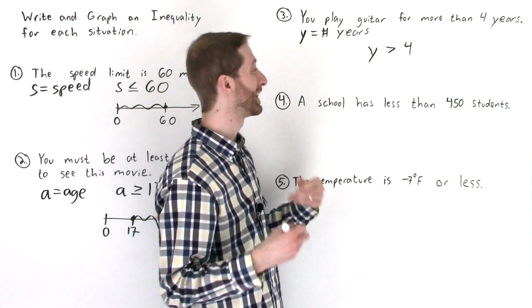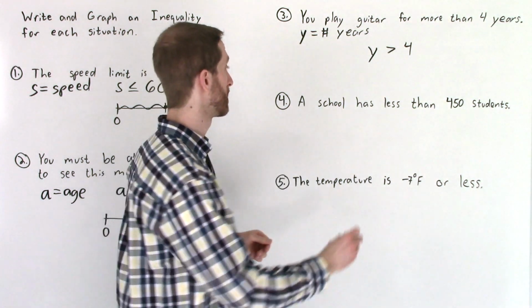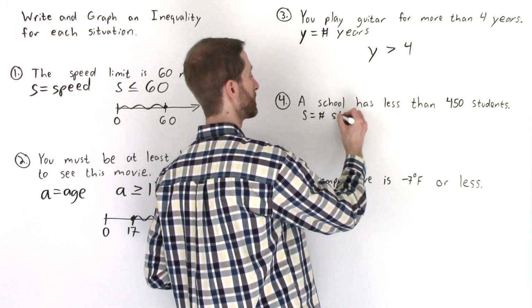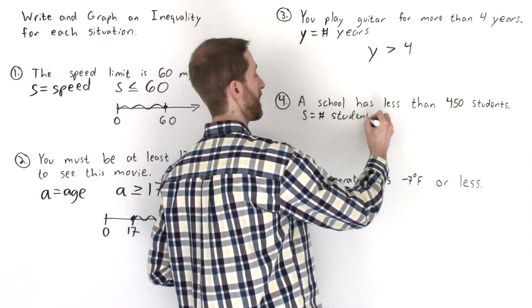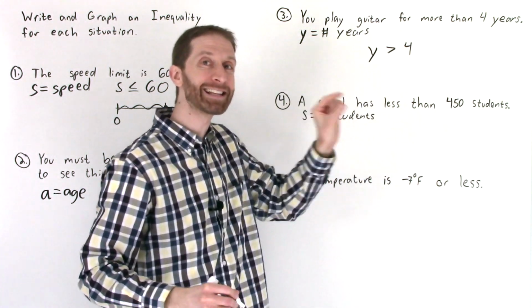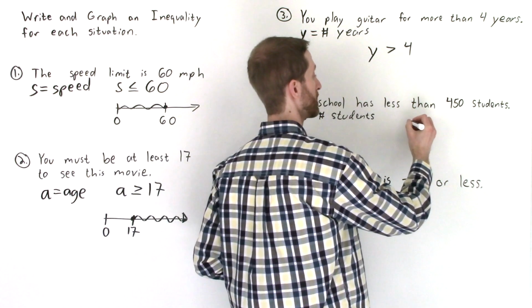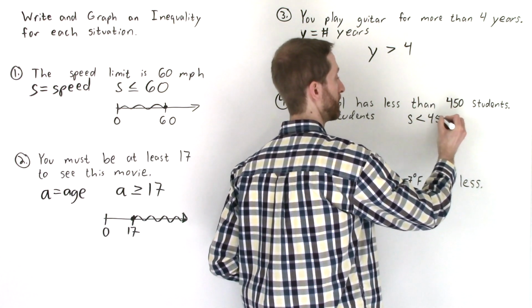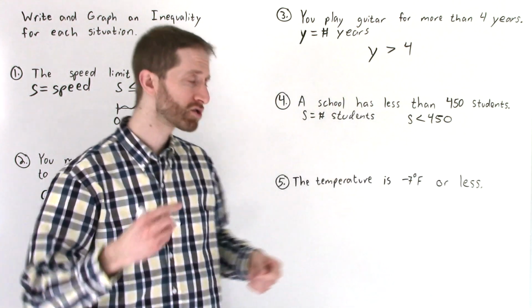A school has less than 450 students. So S would be the number of students that we have. And then you have that the number of students is less than 450. So number of students is less than 450. It's a beautiful thing. Let's keep drilling these translations.